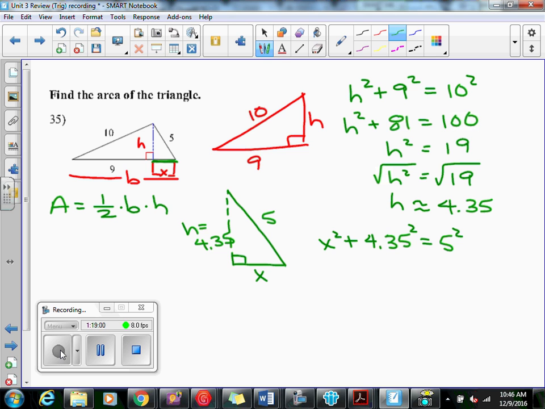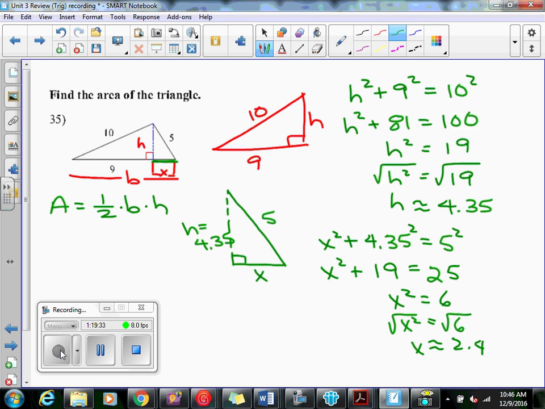All right, so I need some help. What's 4.35 squared? Oh, I know, it's 19. We just did it up here. 5 squared is 25. What am I going to do now? Subtract 19 from 25. All right, so when I subtract 19, I have x squared equals 6. Take the square root. 2.4. All right, so x is approximately 2.4.